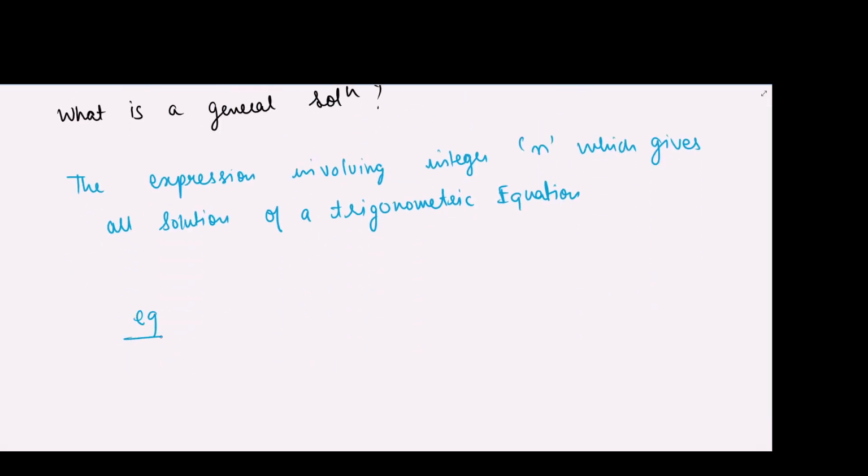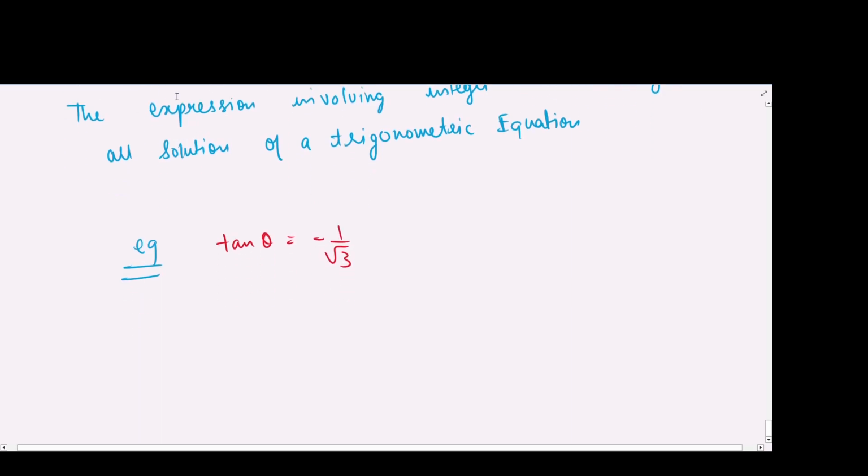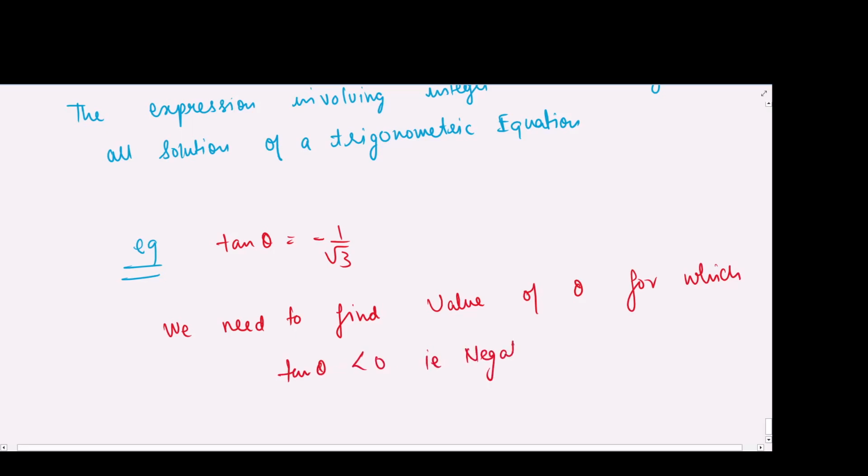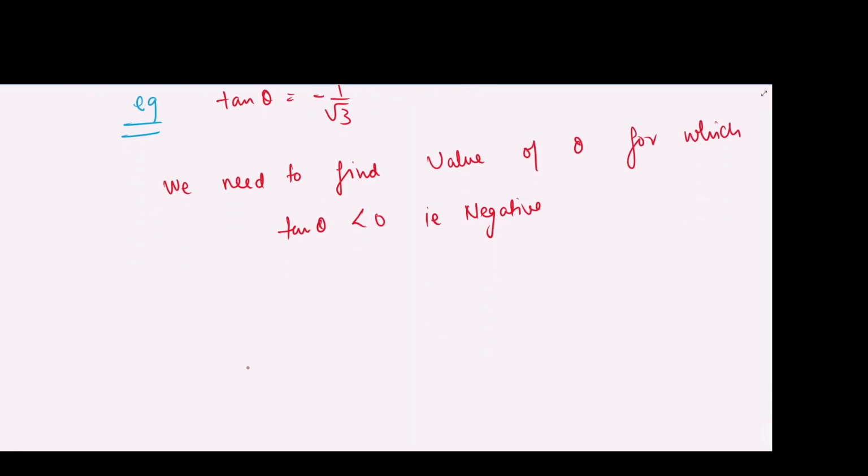For example, tan theta is equal to minus 1 by root 3. So we need to find the value of theta for which tan theta is less than 0, that is negative.